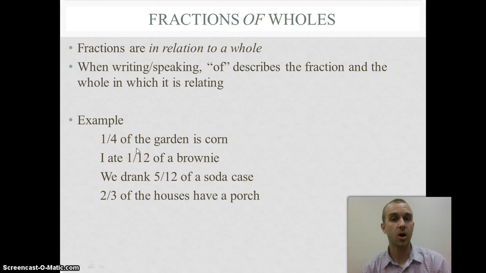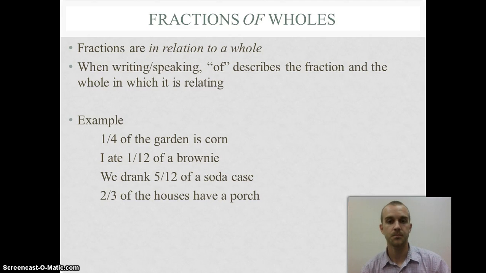For example, if I have a garden and I say 1/4 of the garden is corn, that means if I split my garden into 4 pieces, one of those pieces would be full of corn. I ate 1/12 of a brownie. I've got a whole brownie plate in front of me and I cut out 1/12 of it. We drank 5/12 of a soda case. A soda case has 12 cans and we've drank 5 of those. That's 5/12. 2/3 of the houses have a porch. So that means we have a collection of houses together, and of those, 2/3 of them have a porch attached to them.